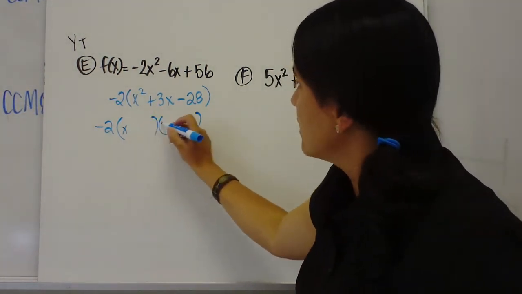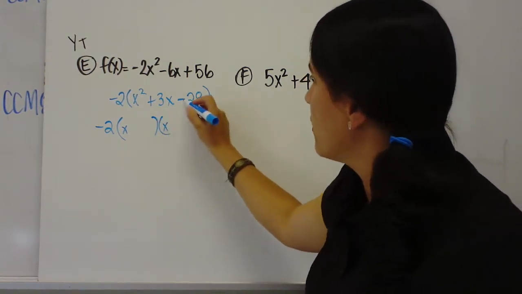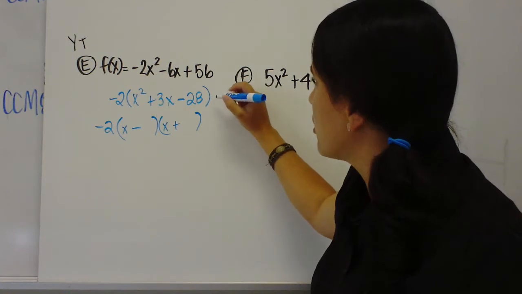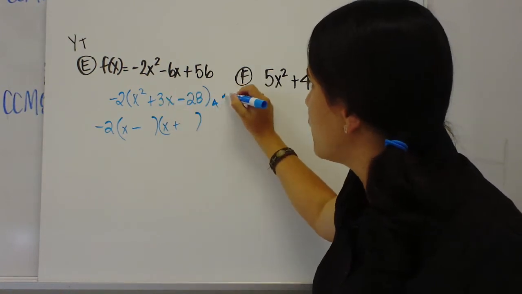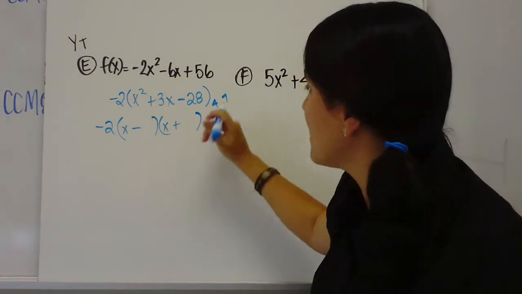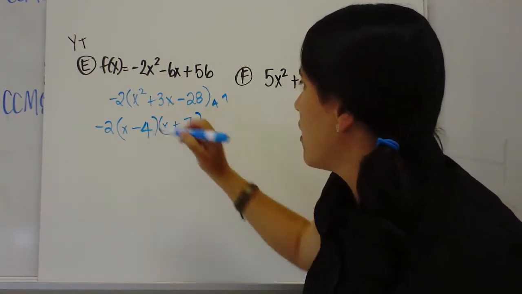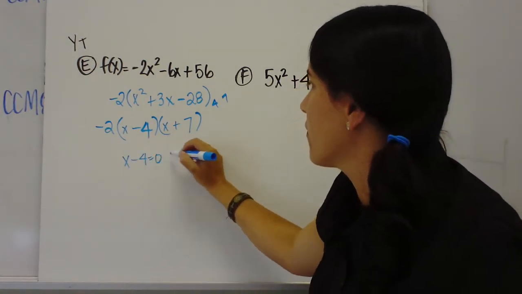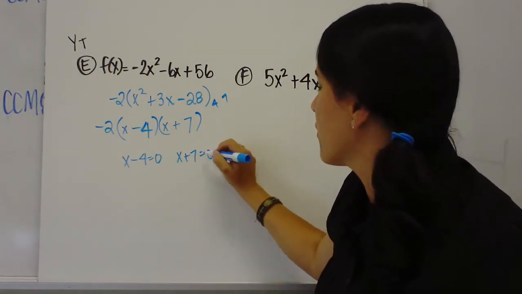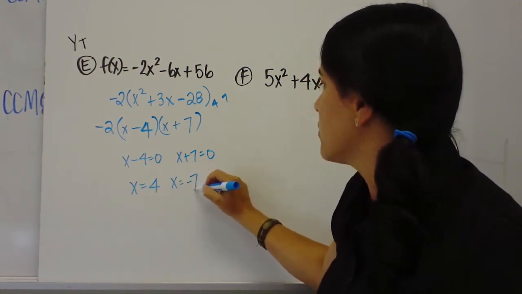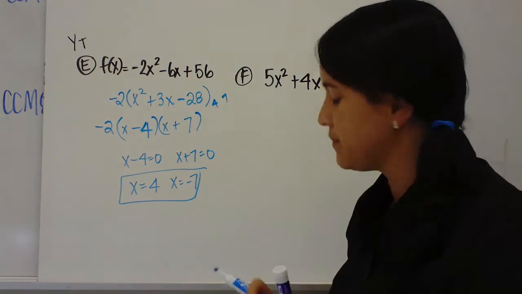So I'm going to put x and x. I know it's going to be a minus and a plus. So to get to 3, I'm going to use 4 and 7. This is a positive 3, so that means my 7 needs to be positive, my 4 needs to be negative. And x is equal to 4 or x is equal to negative 7.